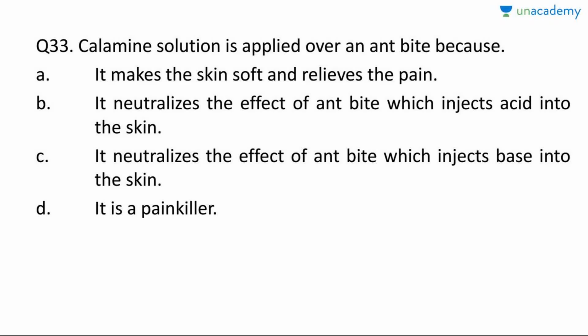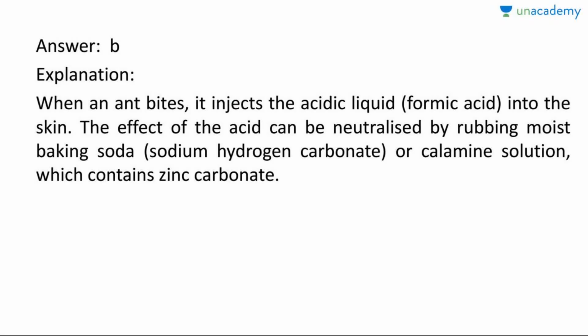Question number 33. Calamine solution is applied over ant bite injuries because. So they are applied to neutralize the effect of ant bite, which injects acid into the skin. So here the answer is B. Ants, when they bite, release formic acid, so acid will hurt you, but if you apply a base, the acid and base will neutralize together and form salt. So the effect of the acid can be neutralized by rubbing moist baking soda, like sodium hydrogen carbonate, or calamine solution which contains zinc carbonate.